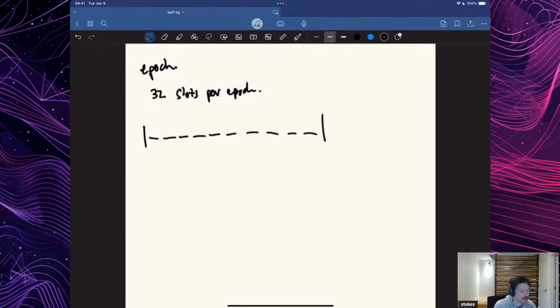I didn't draw 32, but you get the picture. We'll just start at Genesis. So 0, 1, 2, 3, and this would be slot 30 and 31. So these are 0 indexed. You get to 32 slots per epoch, and since we started at Genesis, this would be epoch 0.